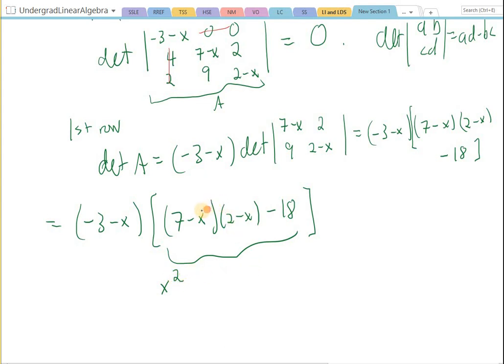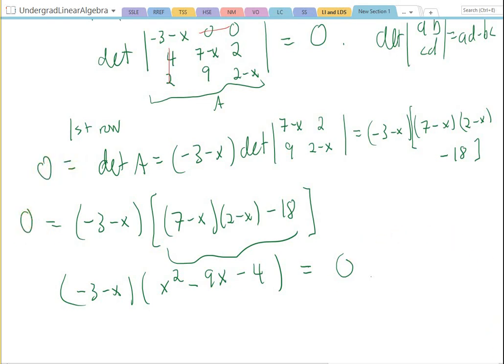The terms with x are going to be minus 2x, minus 7x, so that's minus 9x. And the constant terms are going to be 14 from here, minus 18, so that's minus 4. So here I have minus 3 minus x times x squared minus 9x minus 4 is equal to 0. This is because I was told that the determinant is equal to 0. So let me keep this as 0.